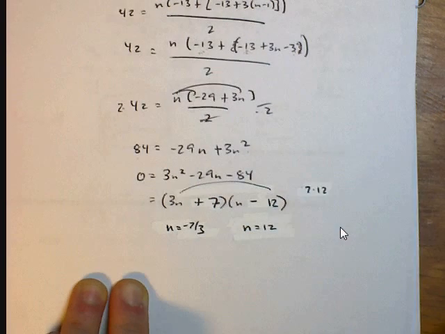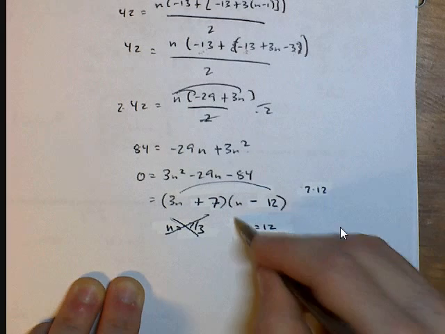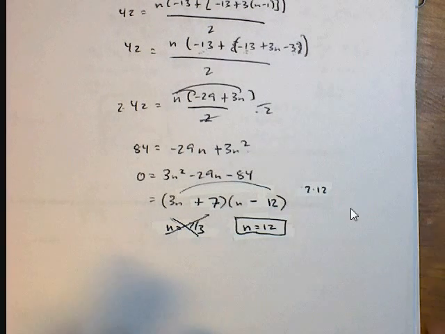Now remember, n represents the term number. A term number cannot be a negative 7/3, and so it has to be 12 as our answer. So the term number is going to be 12.